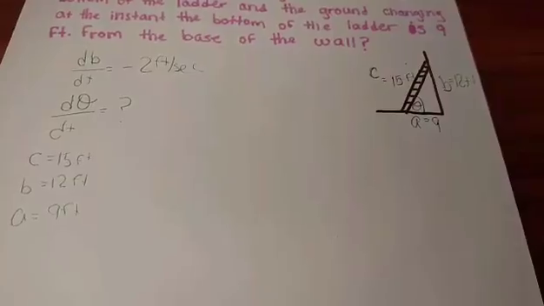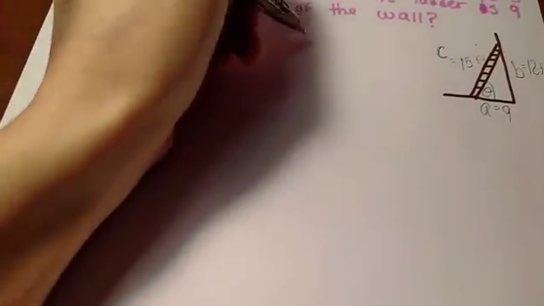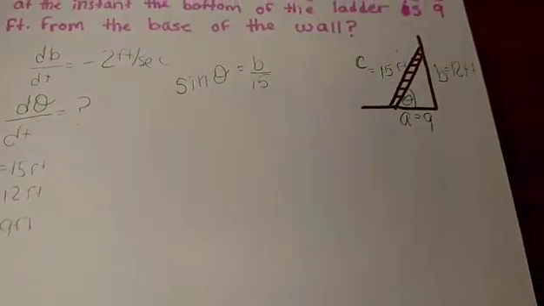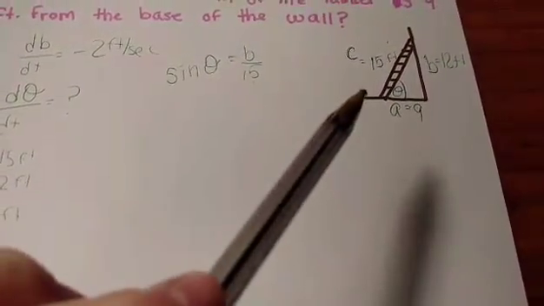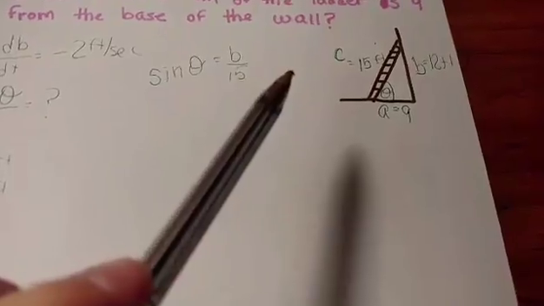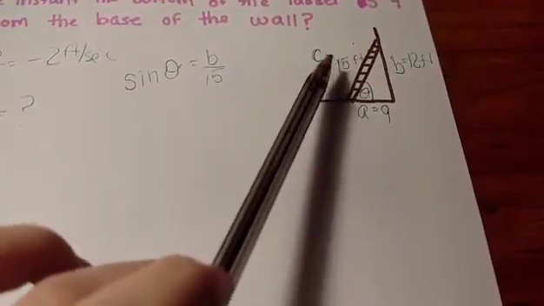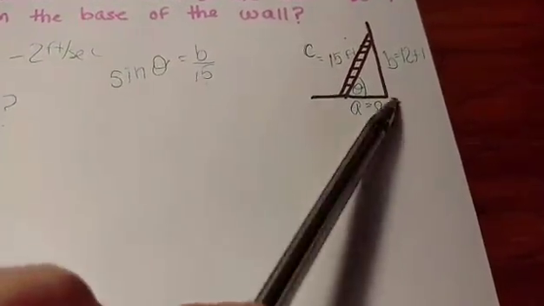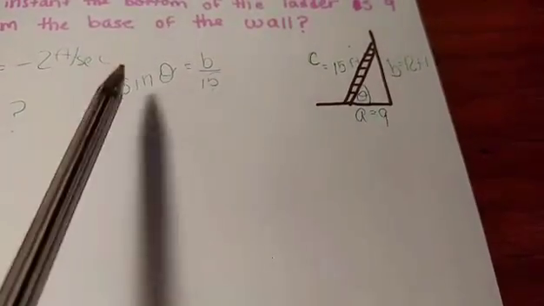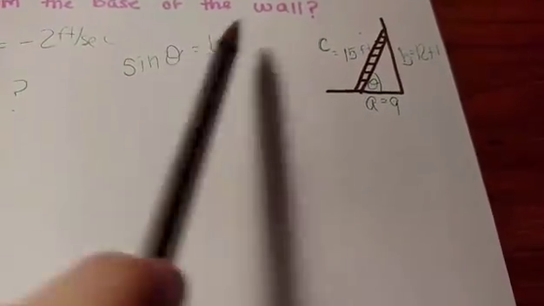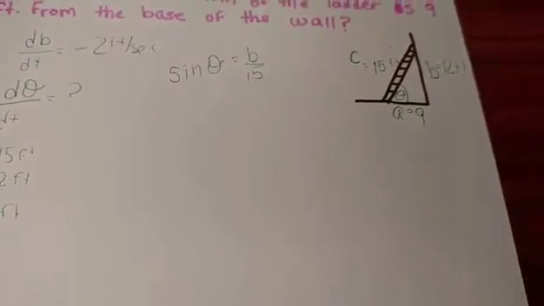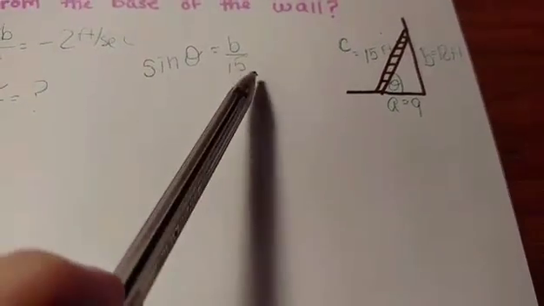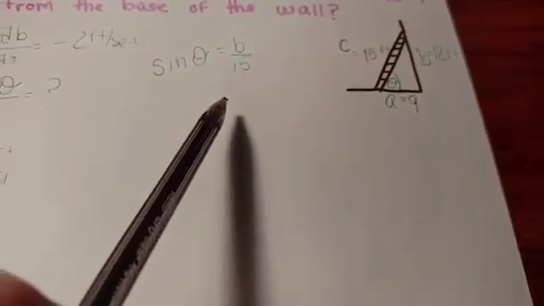Now that we have everything, the next step I'm going to take is to use the sine equation. So sine theta equals B over 15 because we have opposite over hypotenuse. The hypotenuse, your C value, is always constant. However, your B is changing, so you can't put 12 there. You have to put the letter because it's not always 12. The only reason we have 15 there instead of C is because, like I said, it is a constant.